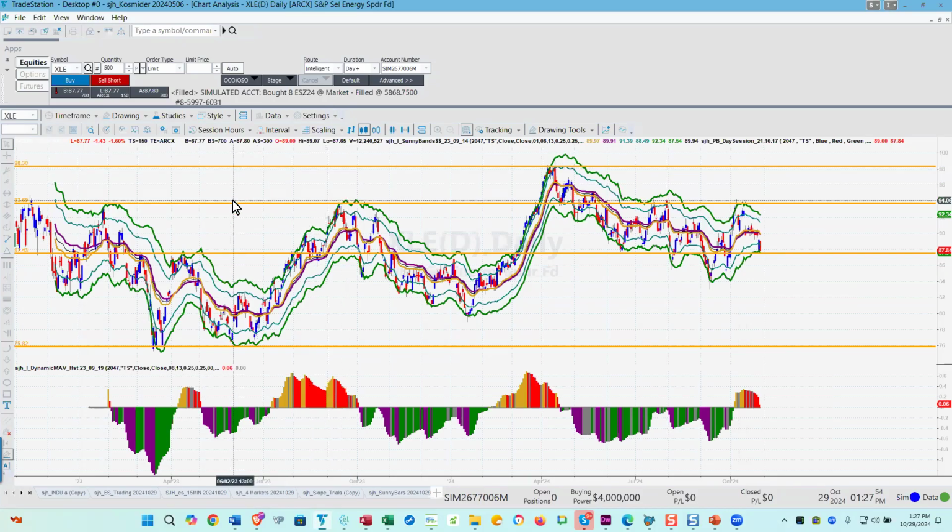What is this one symbol anyway? What's XLE? I know it's an ETF or something. All right.